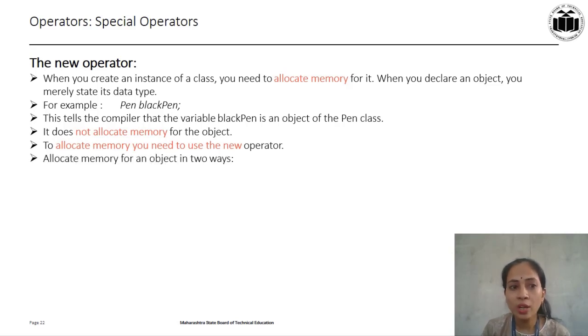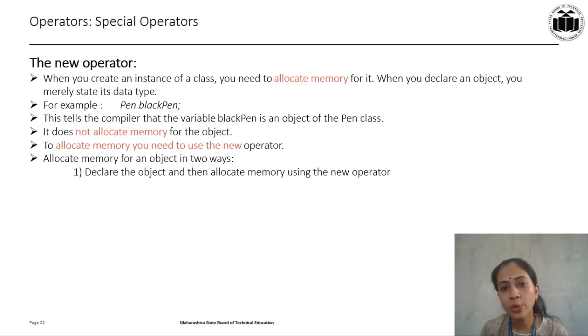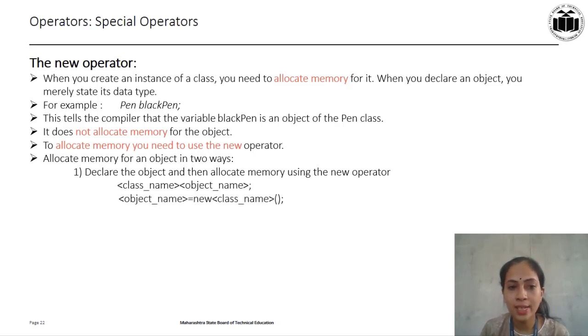You can allocate the memory in two ways. First, declare the object, and after that, allocate the memory by using new. Here is the syntax: class name, object name. In the next line, you write object name is equal to new along with the class name. For example, Pen blackPen; blackPen is equal to new Pen.